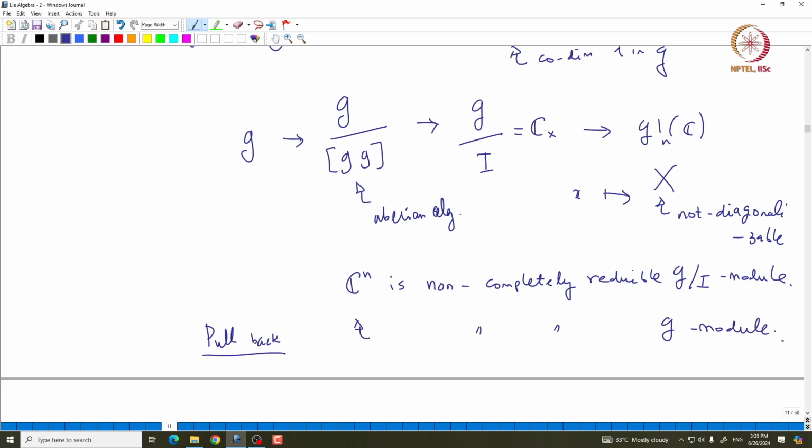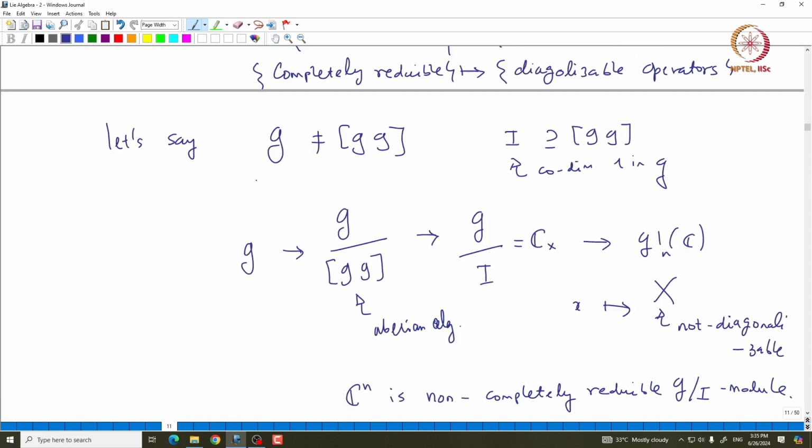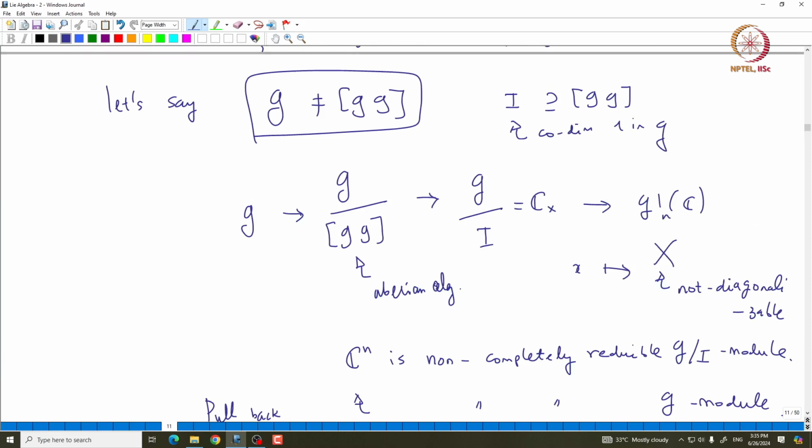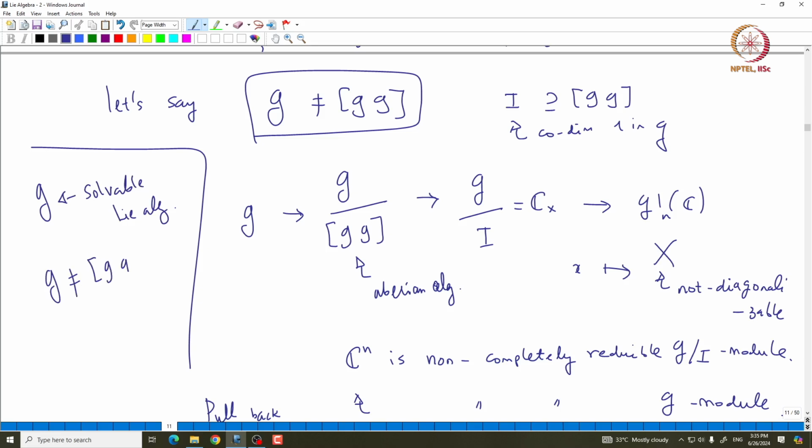One can easily prove that Cn being a non-completely reducible G modulo I module implies Cn is a non-completely reducible G module. So, that implies that whenever we have the situation G is not equal to the bracket [G,G], then we are able to get a non-completely reducible module for G. In particular, this happens when G is, for example, a solvable Lie algebra. For a solvable Lie algebra, G must be not equal to [G,G] all the time.